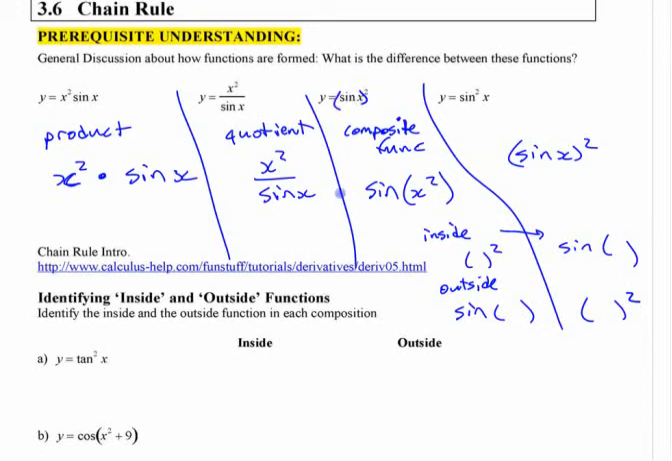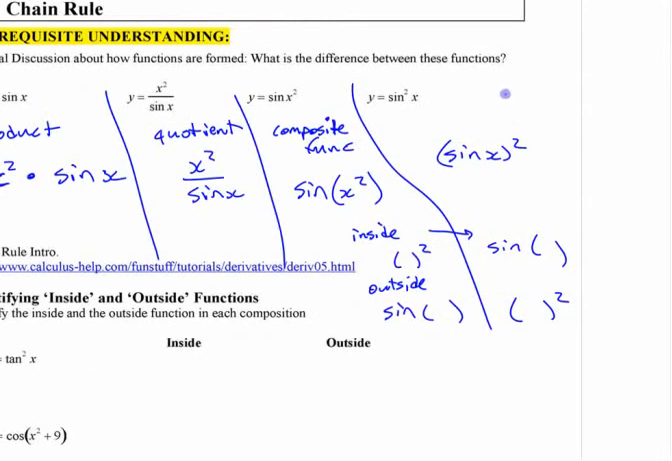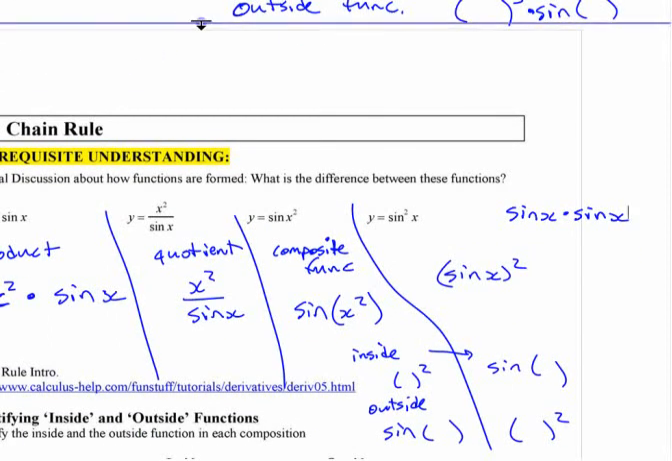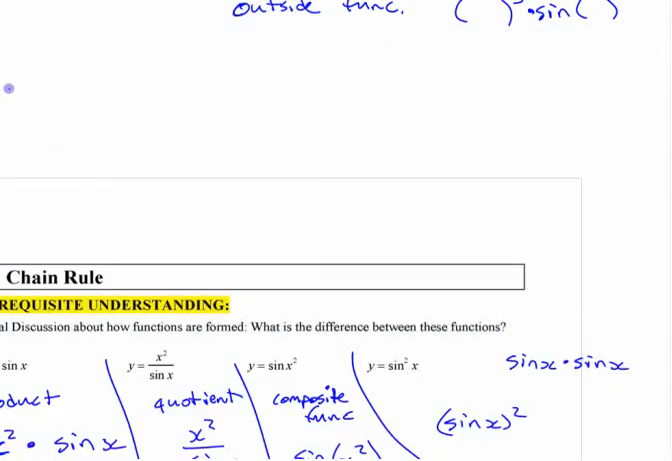Isn't that like sine x times sine x? Well, for this one you could. For sine x squared, you could actually get around using the chain rule by just thinking of it as sine x times sine x. And in fact, when we first do it, we're going to do it 2 ways and see the difference. But absolutely, if you want the derivative, you could make it into a product, just like some people avoid the quotient rule by a similar idea.